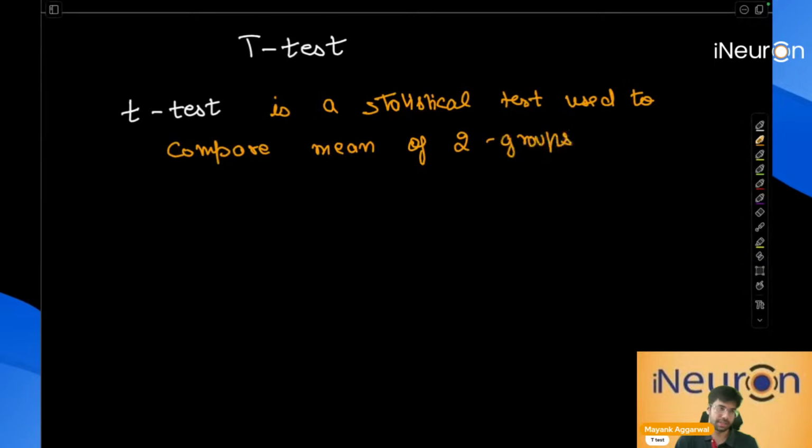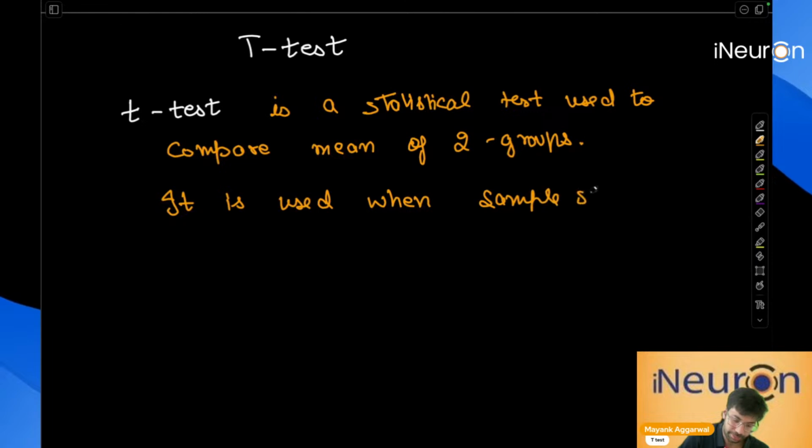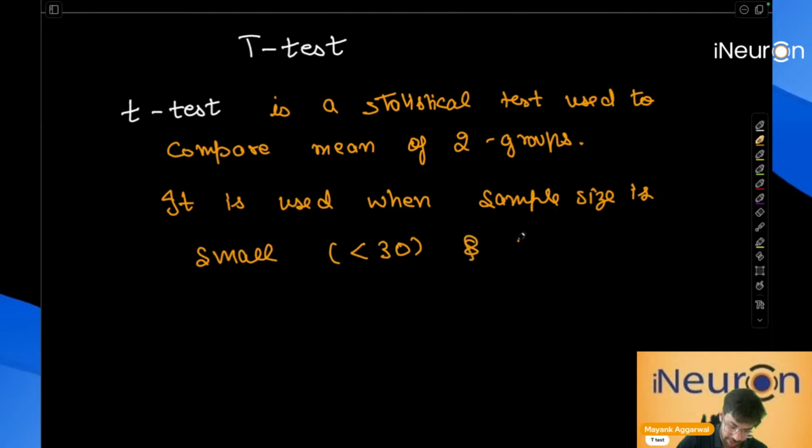Now you have to understand one thing: the Z test was also helping us do the same, but the T test is used when the sample size is small, generally less than 30, and the sample standard deviation is given. So this is where we use the t-test, everyone. I hope that is clear now.